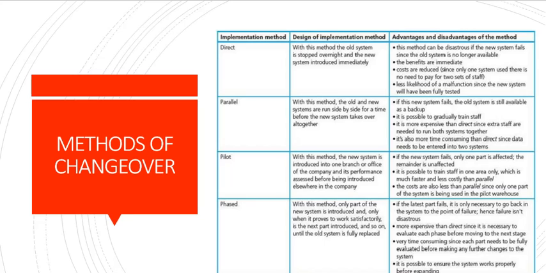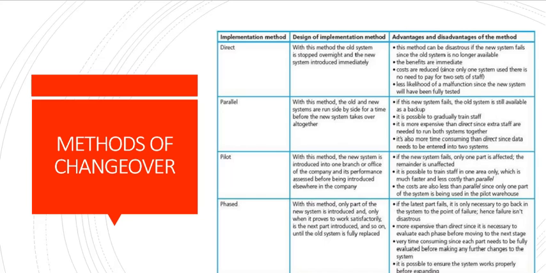Three, we have the pilot method of changeover. Now, with this method, assuming your company has 6 branches, you get the new system, use it in one branch or office of the company, and at that branch where you have implemented the new system, you try to gauge how well the system is working, what needs to be improved, and all changes are made before it is implemented in other sectors or other offices or other branches of the organization.